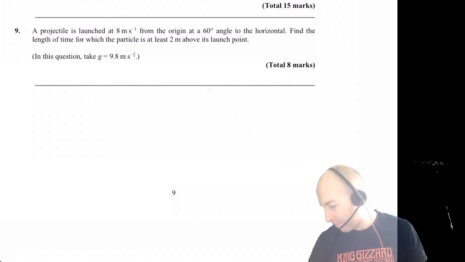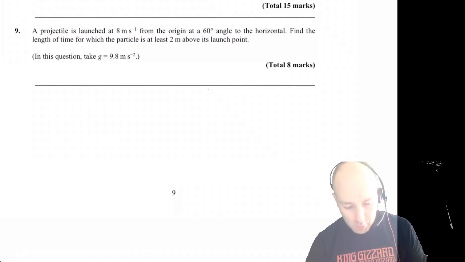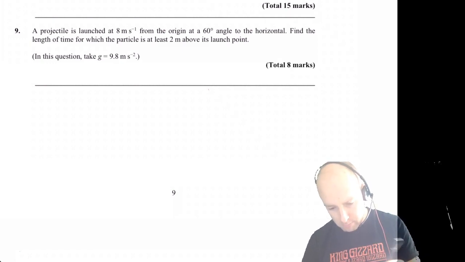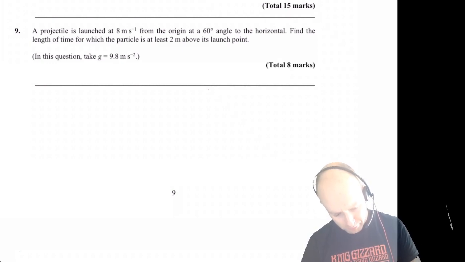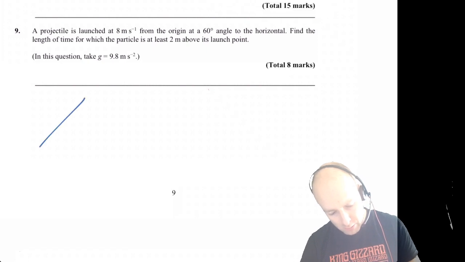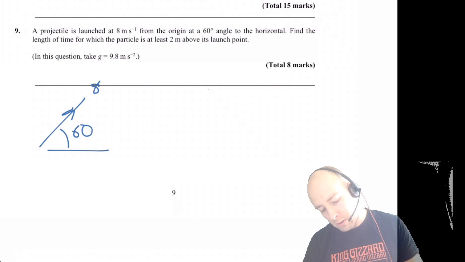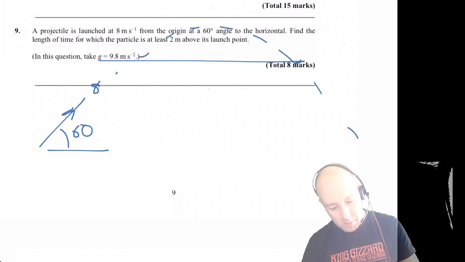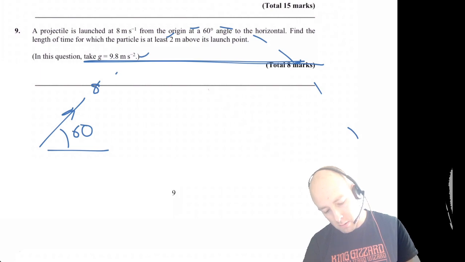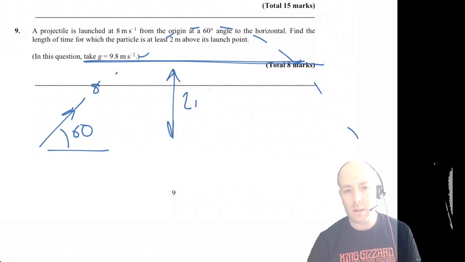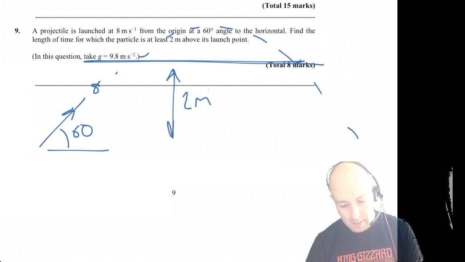Cool. Yes, well done, you guys that got an answer in that time. Let's do a quick sketch of what's going on. So you've got initial velocity of 8 at an angle of 60. We want to find how long this particle is above 2 meters. So everything we do here is looking at the vertical regime of things.